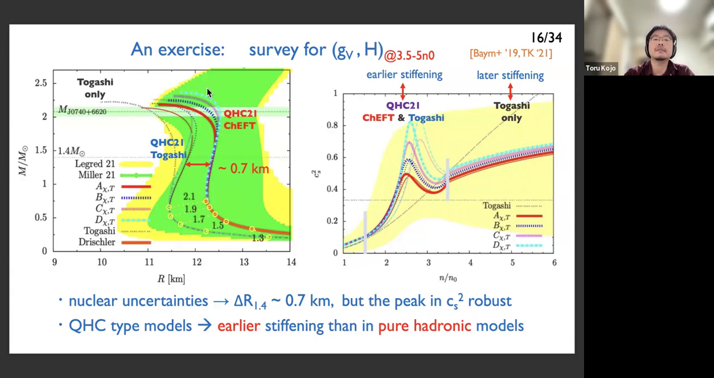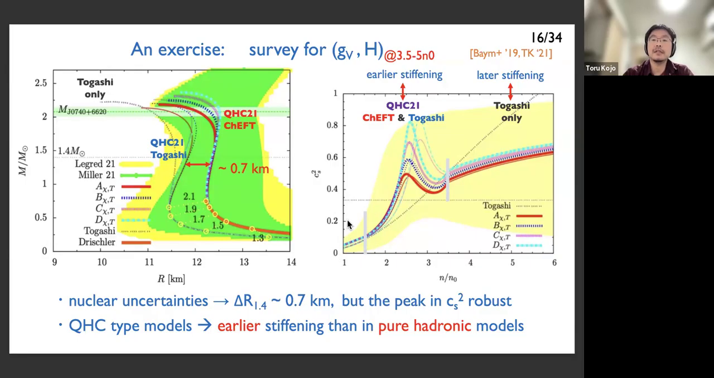Meanwhile, the radius and the maximum mass of neutron stars, the high-mass region, strongly depend on our choice of quark model parameters. The general trend is, compared to the purely nuclear equation of state, the equation of state using the quark matter model at high density typically has a rapid stiffening around 2 to 3 times nuclear saturation density, and it makes a peak in the sound velocity squared.